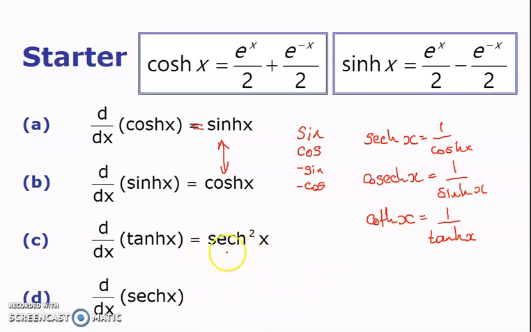So this is one that we're meant to know. I'm going to prove that one to you a bit as well. And this last one, again, I might come back to that in a bit as well. You are meant to learn these four things.